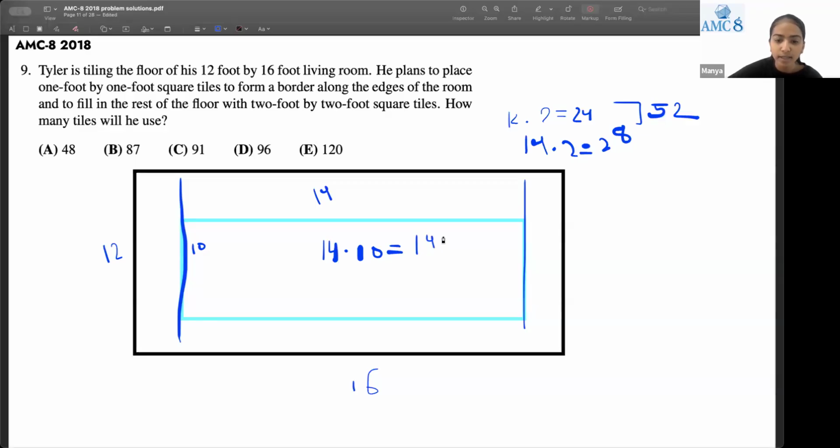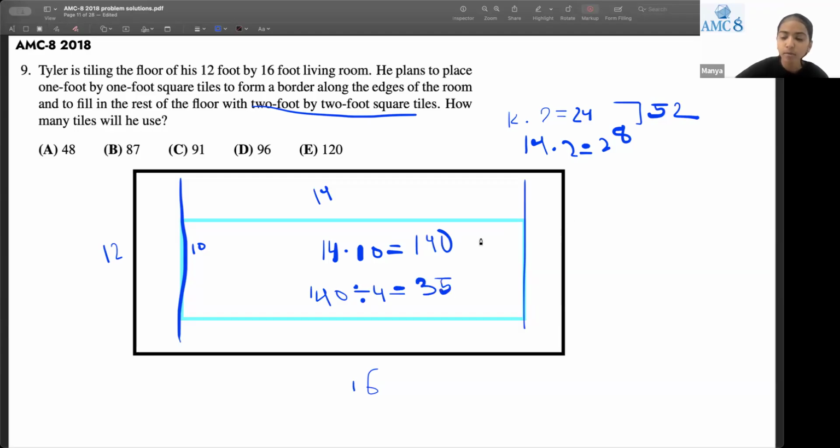But remember they said that the inner part will use 2 by 2 square tiles. So we have to do 140 divided by 2 by 2. 2 squared is equal to 4. So 140 divided by 4 gives us 35.